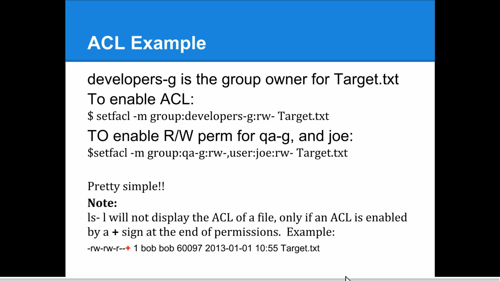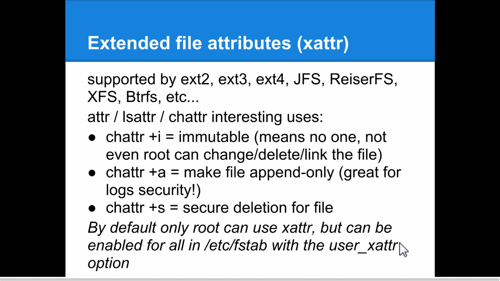However, you should note that if access control lists are enabled, looking at standard Unix permissions with the command ls -l will not show you the access control settings. But if they are enabled for a file, you'll see a plus sign on the end of the permission set right about here. Okay, so access controls are essential for any large-scale Linux system.